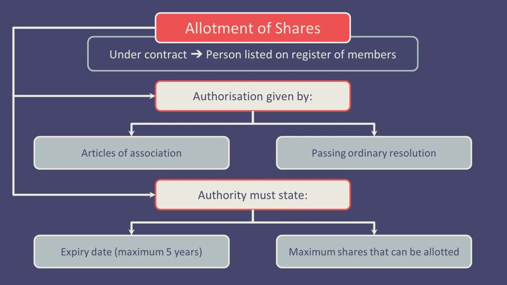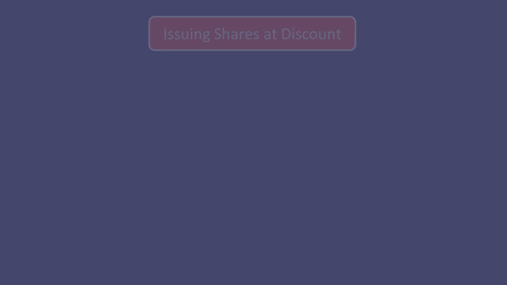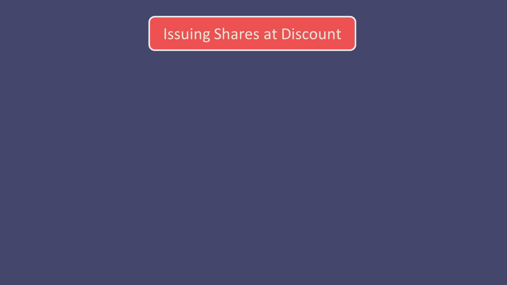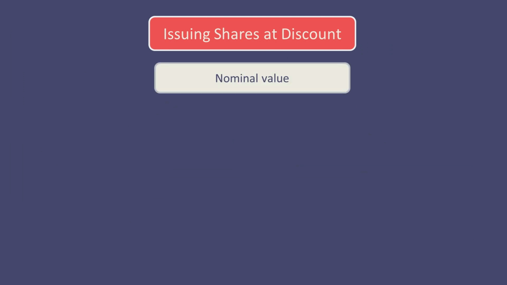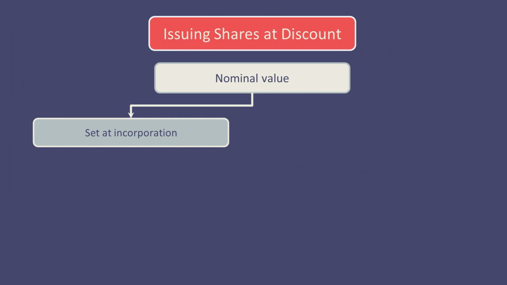In private companies, where there is only one share class, the directors may allot the shares unless the Articles of Association forbid it. When you look at the accounts, you will see ordinary shares at £1 each. This is the nominal value set at incorporation and is outlined in the Statement of Capital and Initial Shareholding.